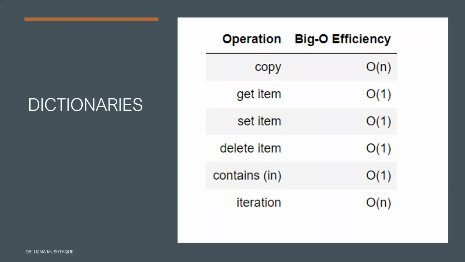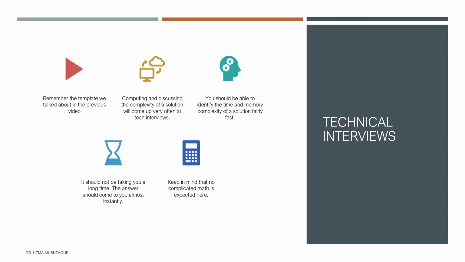But this was all about Big O notation in terms of technical interviews. Just remember the template we talked about earlier and fill in the complexity part using the ideas that we talked through in this video. Computing and discussing the complexity of a solution will come up, right? So you should be able to identify the time and memory complexity, and it's really good if you're able to differentiate between them in every algorithm and point out the difference.